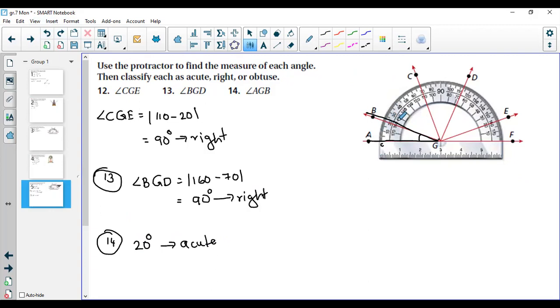Or you can choose between 160 or 20. So do you think this small angle is going to be 160 degrees? It's an acute angle which is less than 90. So it has to be 20. So 20 degrees, an acute angle.